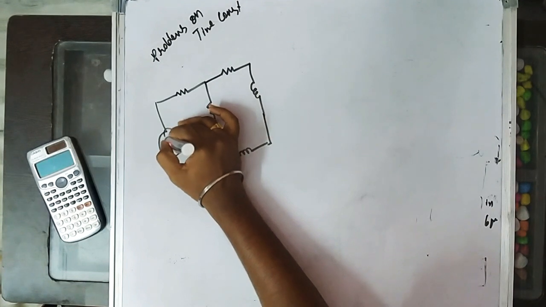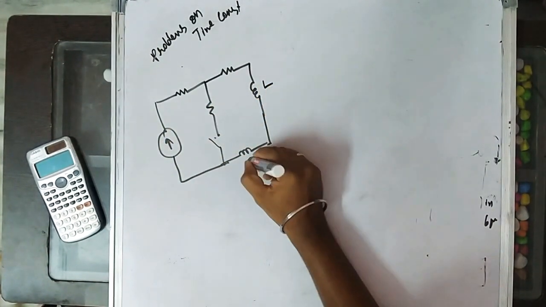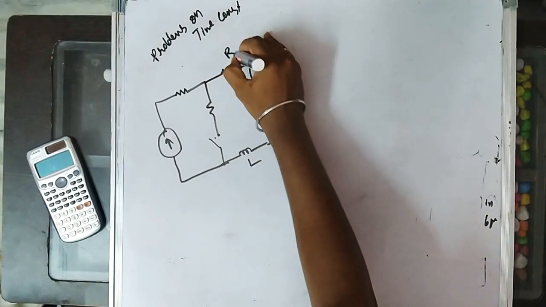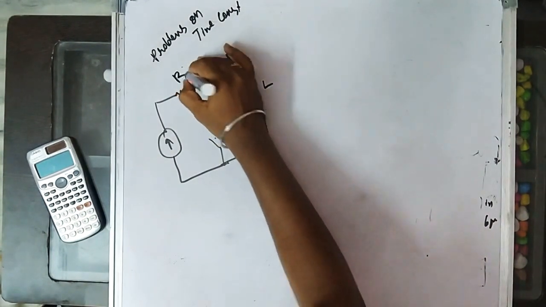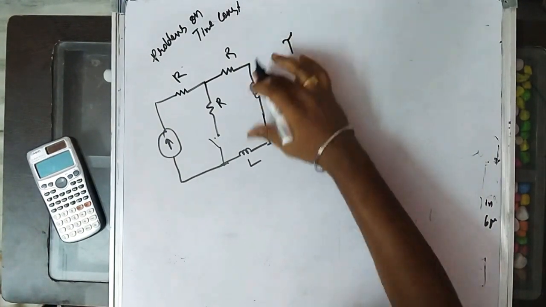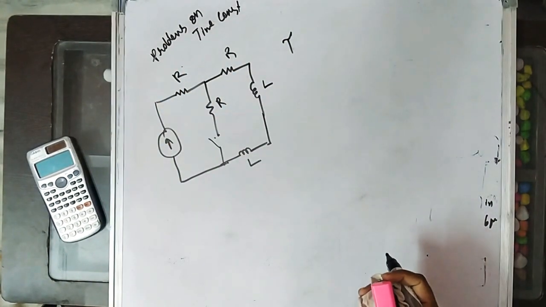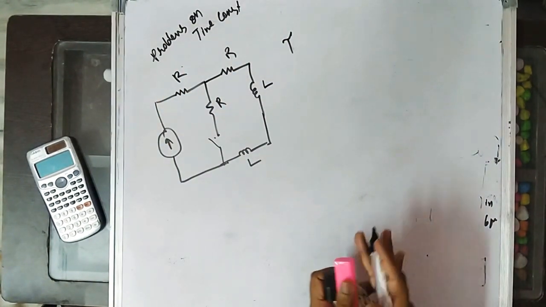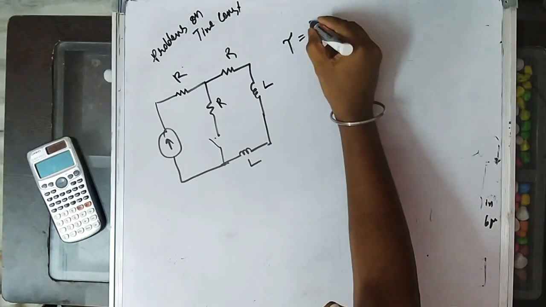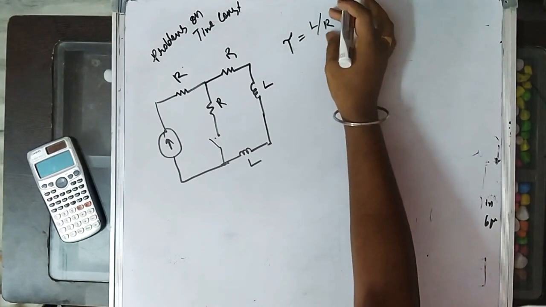So here I am taking a current source, with L value, L value, R value, R value, and this R value. Now you wish to find the time constant. By seeing this, what values do we have? Resistors and inductors. The time constant of an RL circuit is L by R. That means you need to find L equivalent and R equivalent.